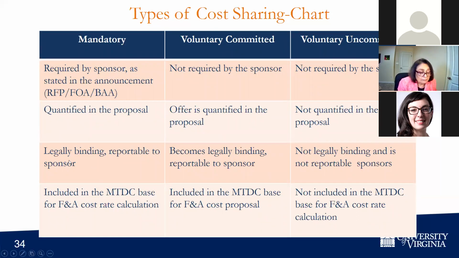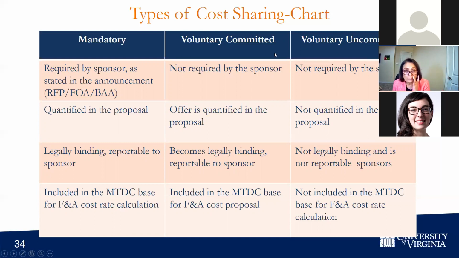They're legally binding. We have to report mandatory cost sharing to sponsors. And those cost shared expenses get included in our modified total direct cost base when we calculate the F&A cost rate. I'm going to leave this for now. I'm going to talk about this when we talk about how the F&A rate is calculated.